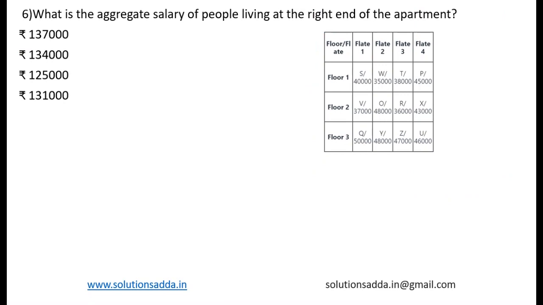Now the question is, what is the aggregate salary of people living at the right end of the apartment? That is aggregate salary of these people, this particular column. We have 45,000 plus 43,000 plus 46,000. So this would be equal to 1,34,000. So option B is the correct answer. These are options A, B, C, D. So option B is the correct answer.